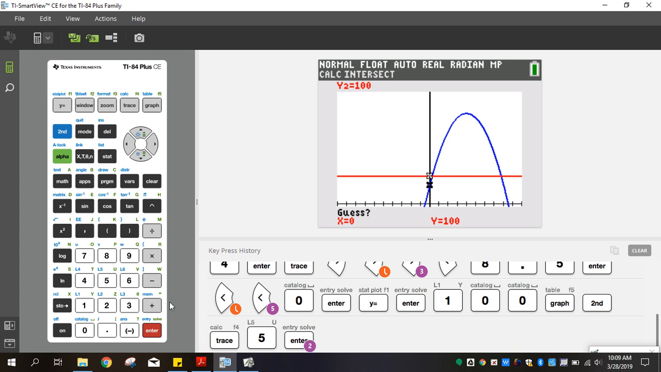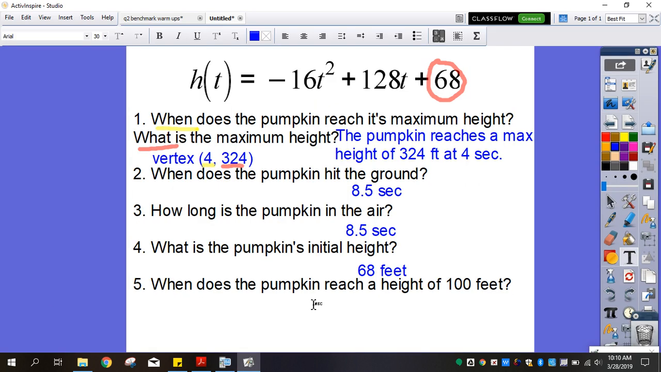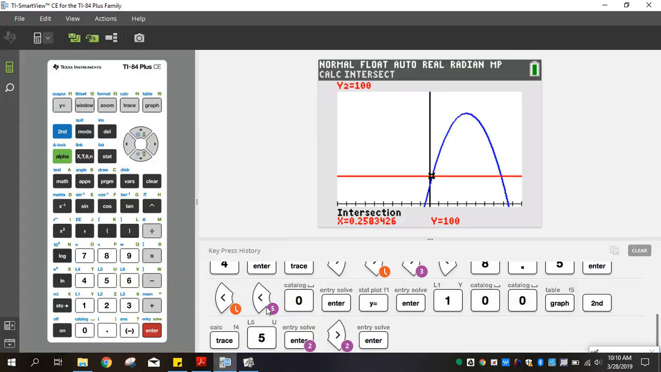And then guess means move the cursor to the intersection. If you look, there are 2 intersections as the pumpkin's going up and coming down. I need to tell the calculator which intersection I want. So I press enter and it gives me that point of intersection at about 0.25. And we're using a graph. It's okay to estimate when you use a graph. So we're going to say the pumpkin reaches a height of 100 feet at approximately 0.25 seconds.